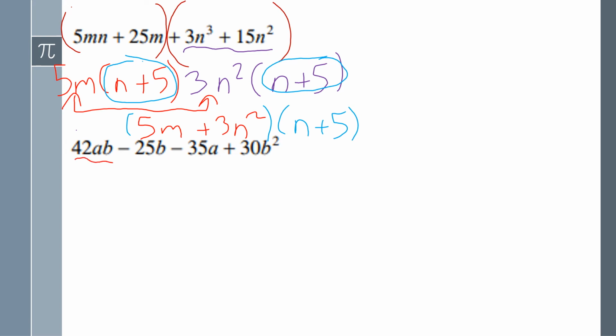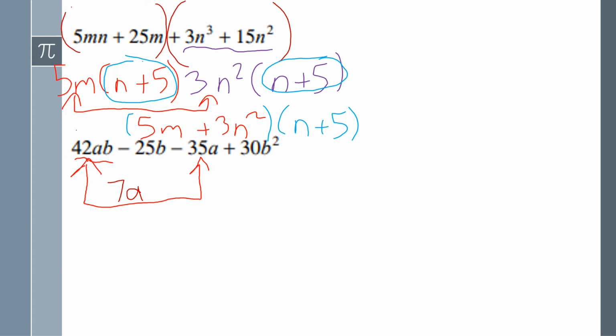So 42AB, I know 42 definitely don't have nothing with 25, so I need to see which term gonna have something in common with 42. You're right, negative 35, because they're gonna have a coefficient and a variable in common, not just one or the other, both coefficient and variable. So let's do it. 42 and 35 have the following in common. They have a 7. Let me write that in red. They have a 7A in common.